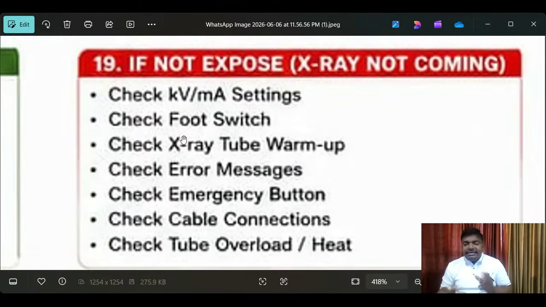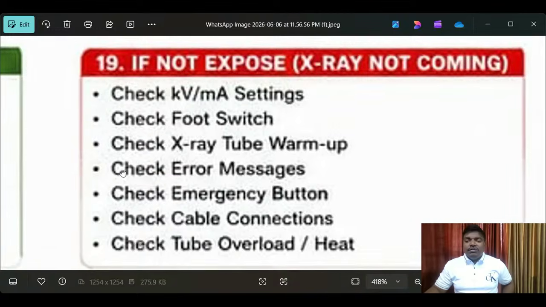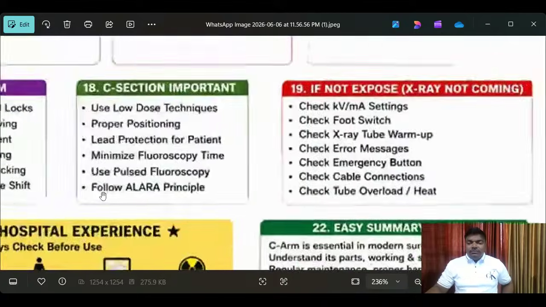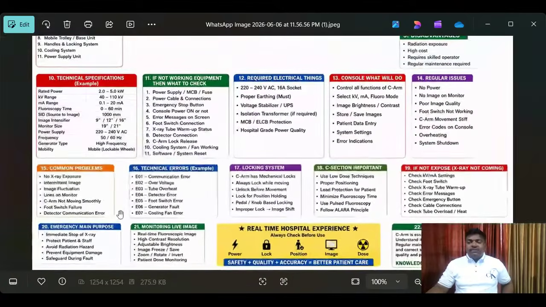Not only doing the job for a salary, that is not enough. That has no value in our life as a biomedical engineer. As a biomedical engineer, you have to provide the services, diagnose clearly, repair the equipment, and give the proper requirements to the management. That is the reason I'm telling you. So all these things I have explained very clearly.